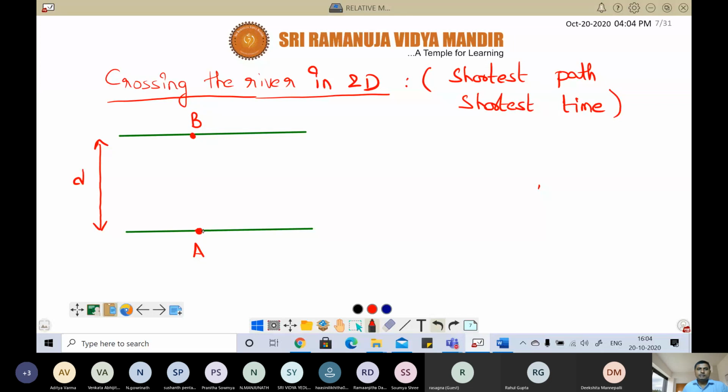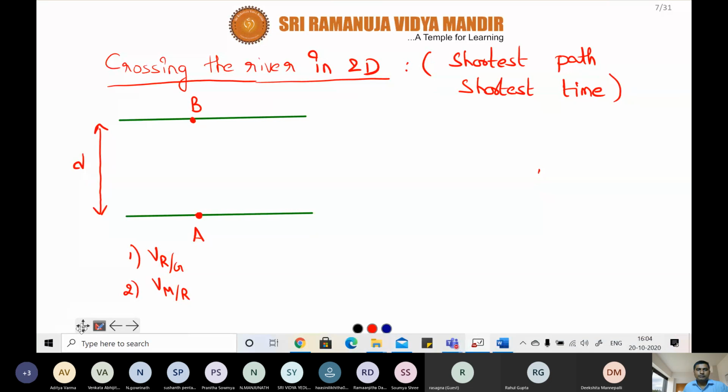Now 2 things will be given to us. Number 1, velocity of river with respect to ground, and number 2, velocity of man with respect to river. For simplicity, we can call the velocity of river u, and the velocity of man v. Please remember, velocity of man with respect to river is also called his effort, and the velocity of river is called reverse effort.